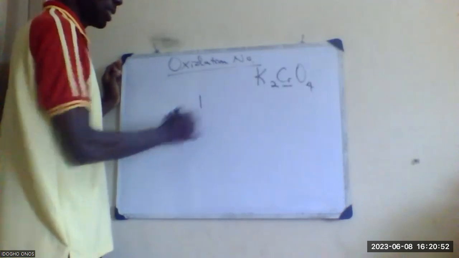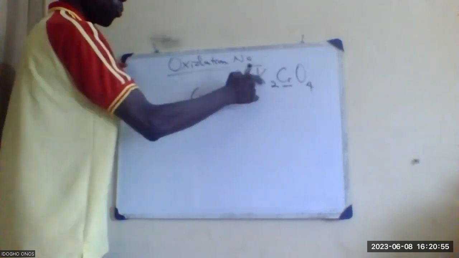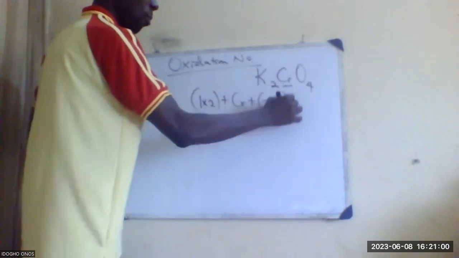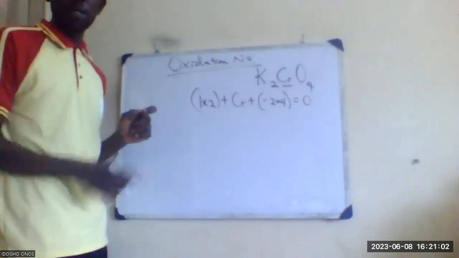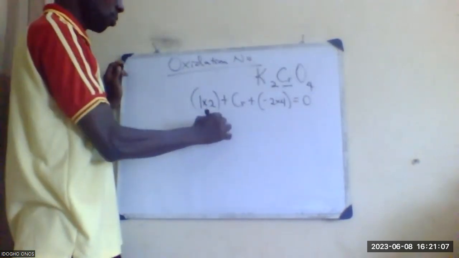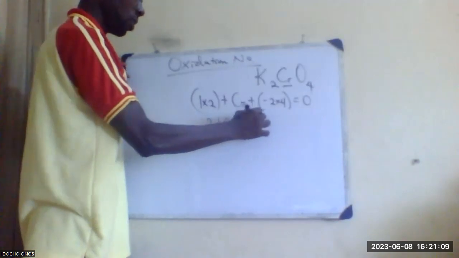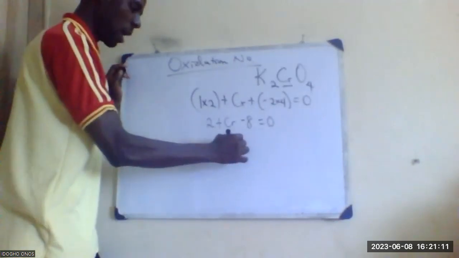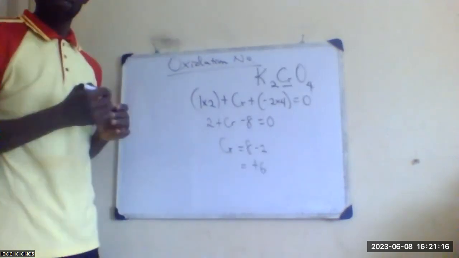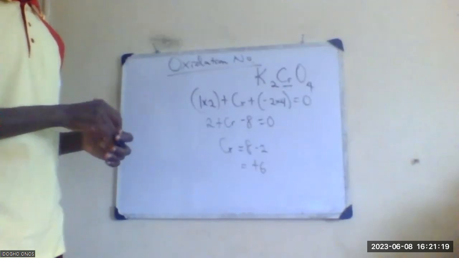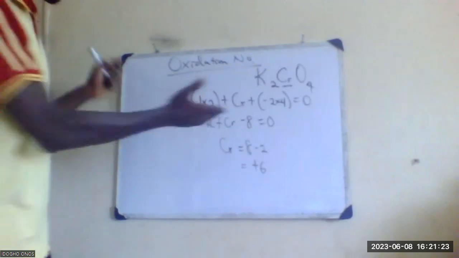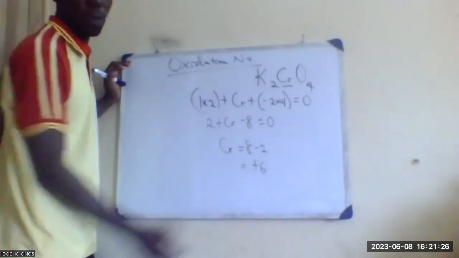So that will be 1 times 2, because there are 2 potassium there, plus Cr plus -2 times 4, all equals 0. It's equal to 0 because there's no charge here. So that will be 2 plus Cr minus 8 equals 0. Cr equals 8 minus 2, which gives 6. Is that taking place? Yes. So the oxidation number of Cr in this compound is +6.